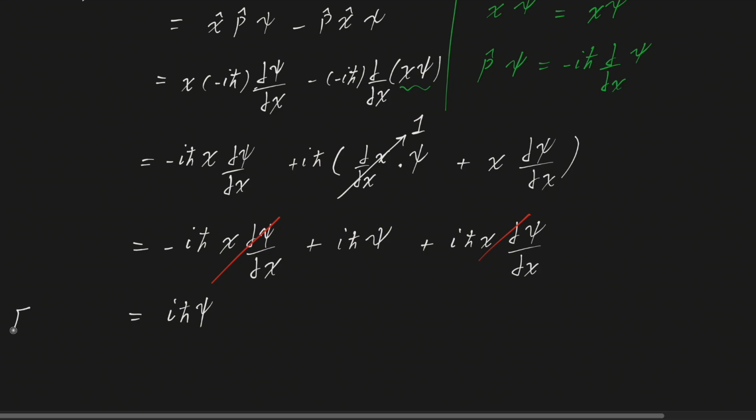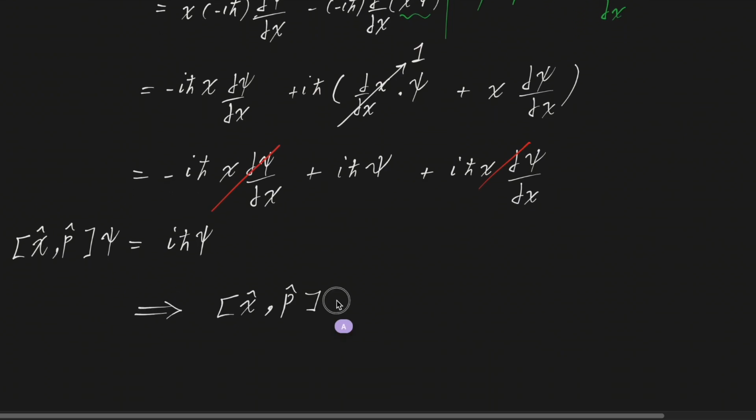And so the commutator of x and p applied on psi must equal i h bar psi. So we can conclude that the position and momentum operators do not have a zero commutator, and they are equal to i h bar. Hence, they cannot share a set of eigenstates.